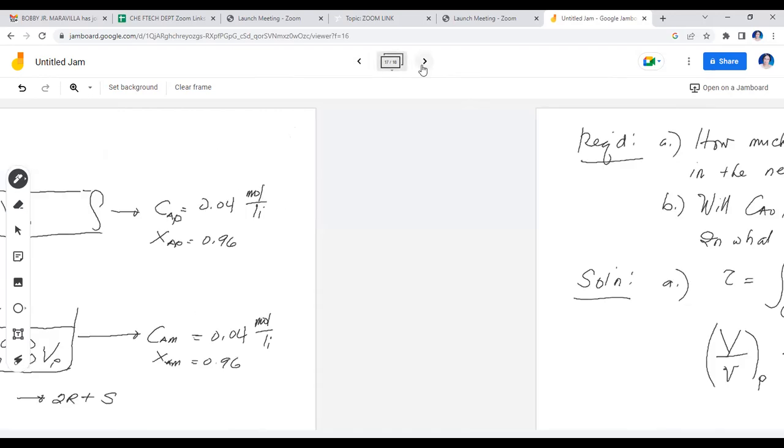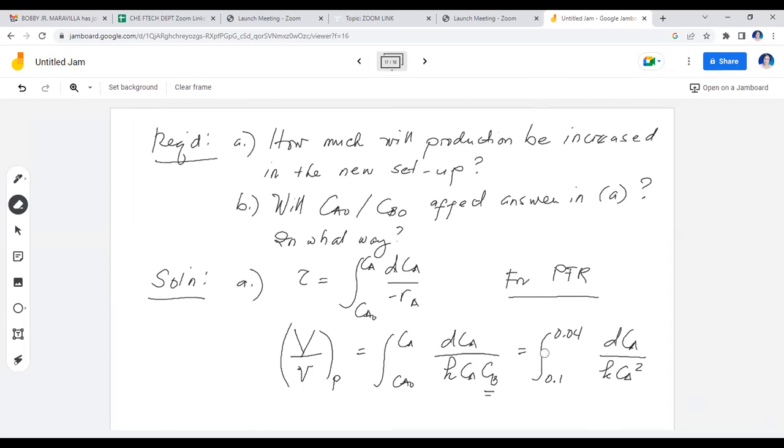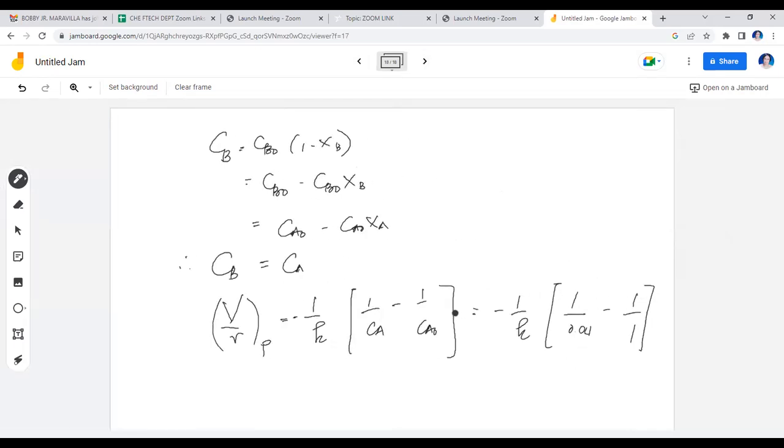Okay, so that's it. 0.04 because you started with 1. I'll place here 0.1. So this is 1. Okay, please check your copies. So if we will simplify the right side, what's our answer? V over small v, P is equal to, what's the equivalent answer for the right side, please? Is it negative, or is it positive already? 1 over C_A, final concentration minus the initial. So negative.